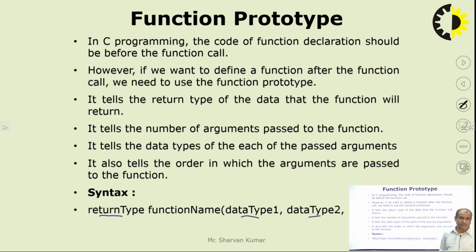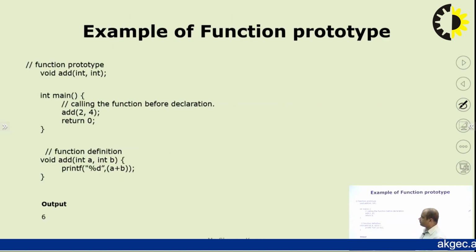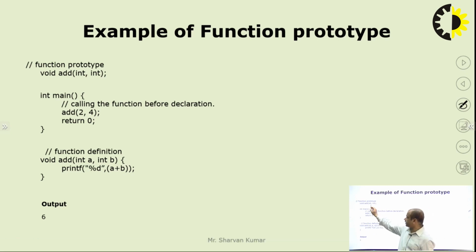We are not passing any variable, we are just declaring the data type of that variable. We are using the function add, which takes two variables, both of integer type, and the function definition says add int a, int b. But in the function declaration we are just defining the variable data types, not any variable values.